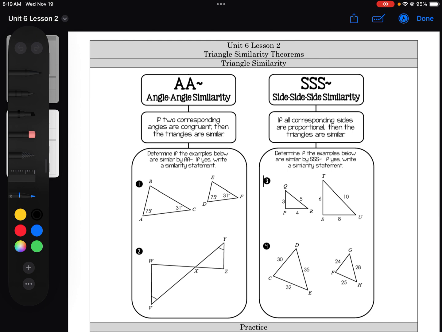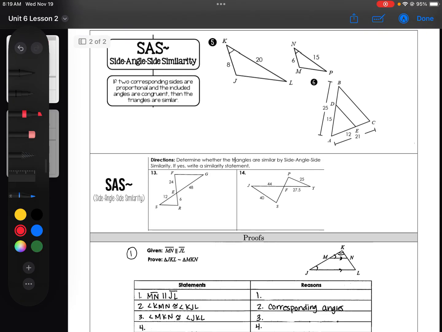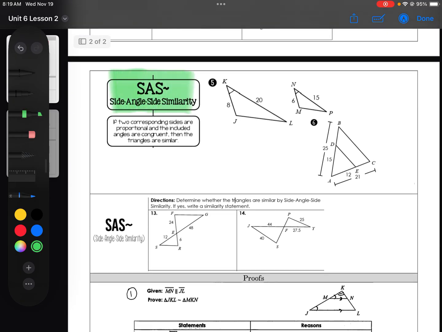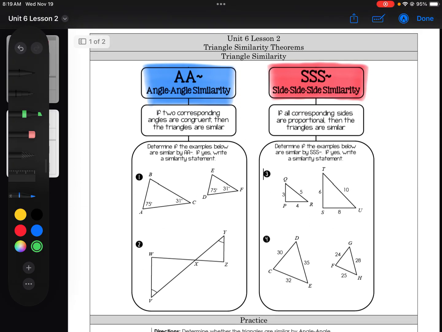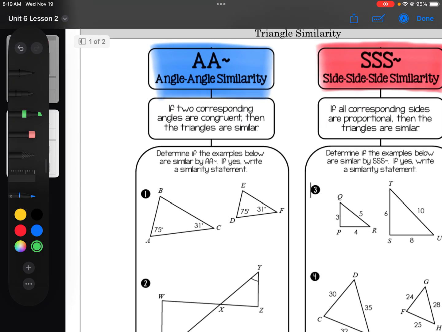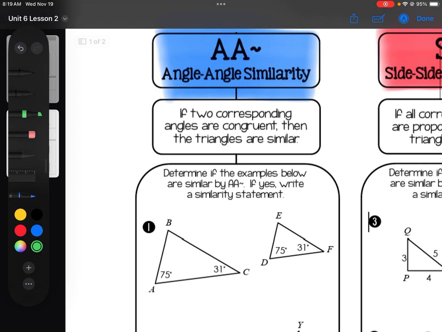So there are three ways that we can prove that triangles are similar to each other. One of these three ways is angle-angle similarity, okay? The other way is side-side-side similarity. And on the back side of our page here is side-angle-side similarity. So we're going to talk about these three different types of similarity on today's notes, and then we're going to do some practice problems with them.